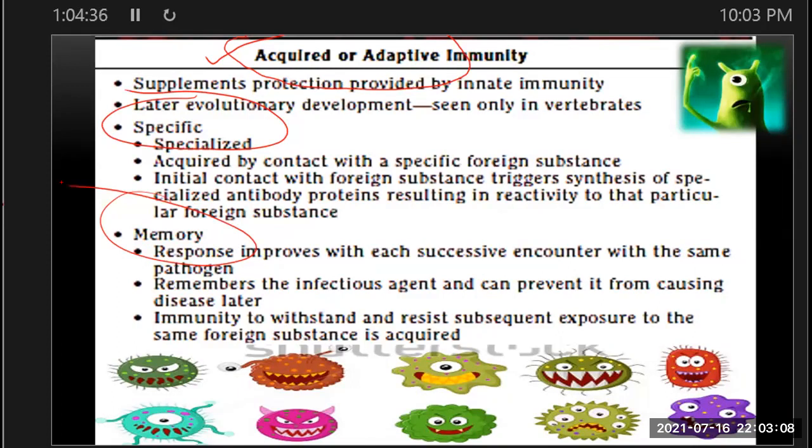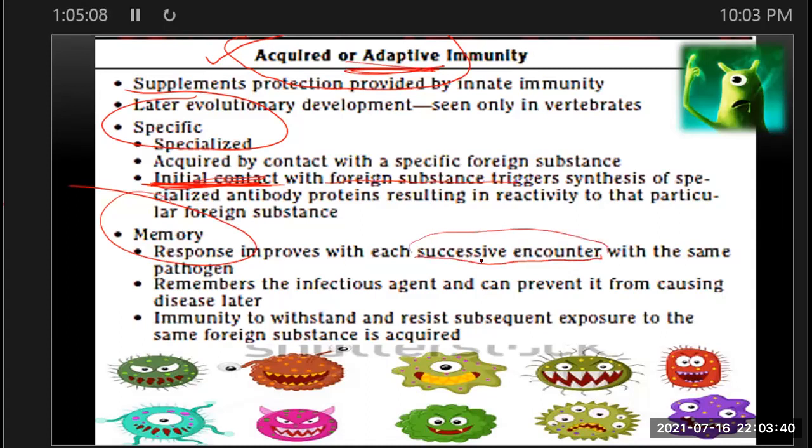How can we acquire adaptive immunity? Acquired because of the initial contact. You need to have the primary contact with the foreign substance, which triggers synthesis of specialized antibody proteins resulting in reactivity to that particular foreign substance. So for you to have memory of a particular antigen, you need to be exposed to that antigen. Understand? Next, memory. Response improves with each successive encounter.